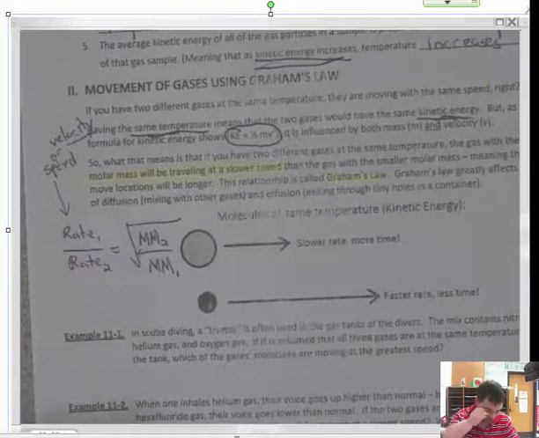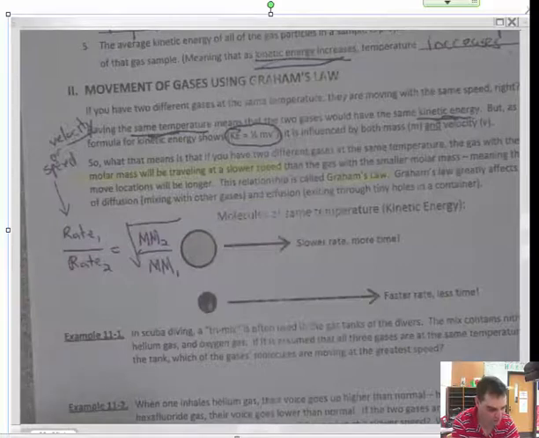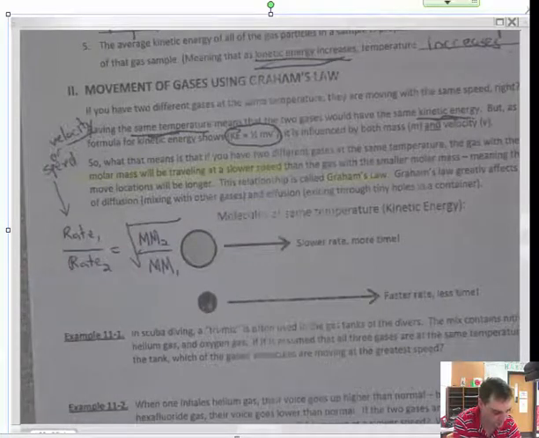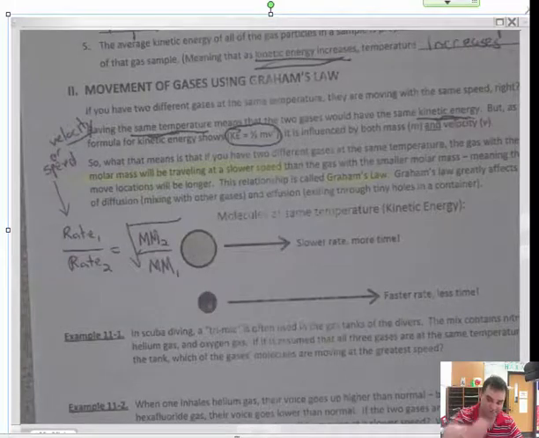So, higher molar mass, slower speed. Lower molar mass, faster speed. Okay, let's look at our examples here.